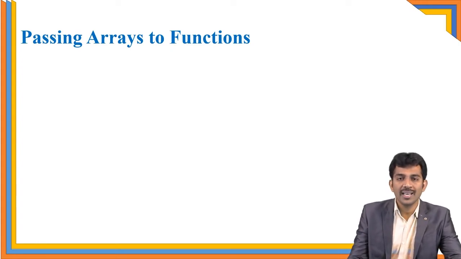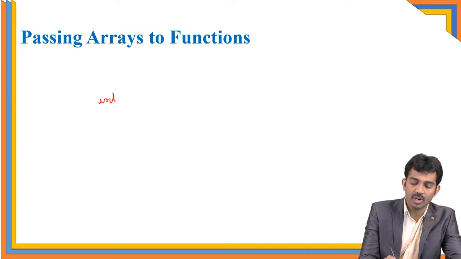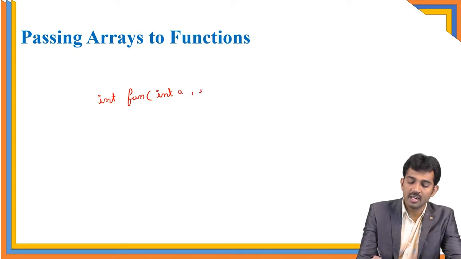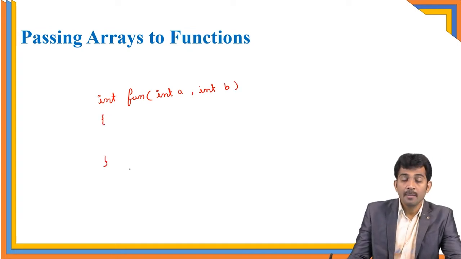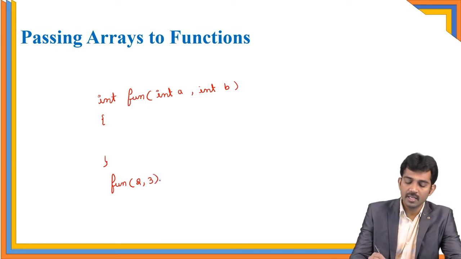Here, if you want to pass arrays, please remember, first we will see a small program on how to pass integers into a given function. See, this is a function of C, int A, comma, int B. If you want to pass arguments, see how we are going to pass: function of 2 comma 3. Then simply A contains 2 and B contains 3.